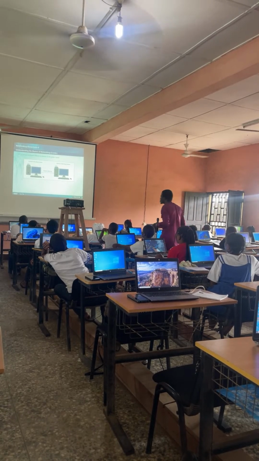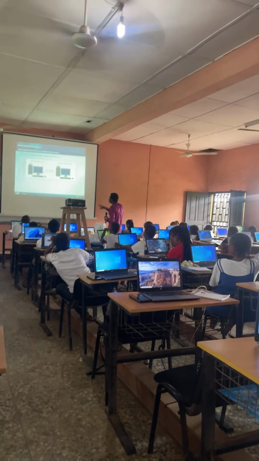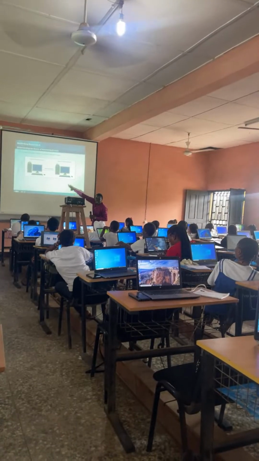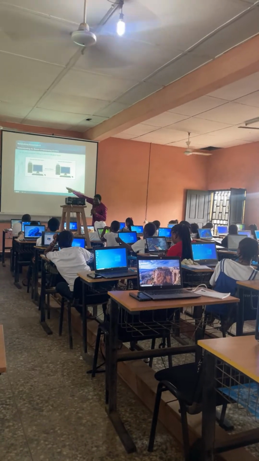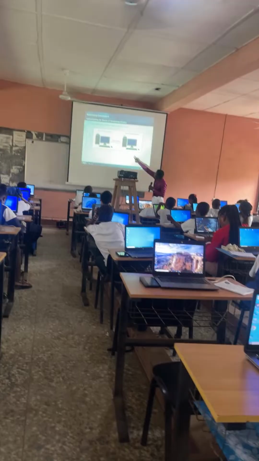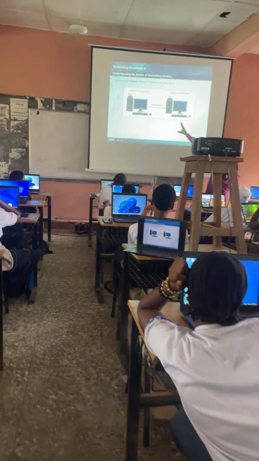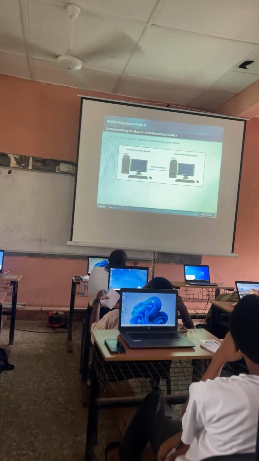Do you see the diagram? So you have two devices here, and then you have a network medium. And you can see the devices support what? Networking. Do you understand? Are we together now? So can we move forward? Yes.